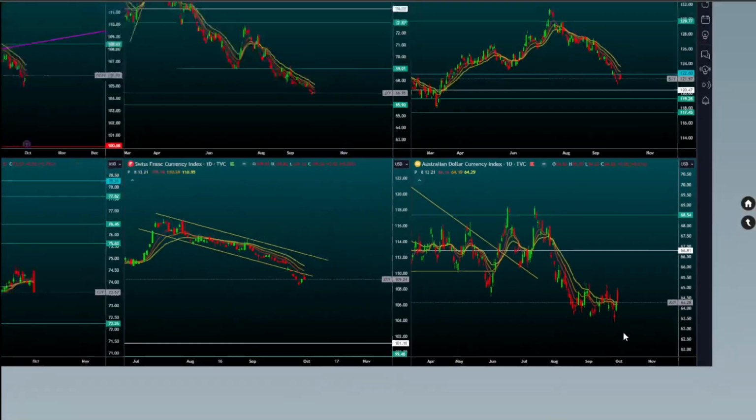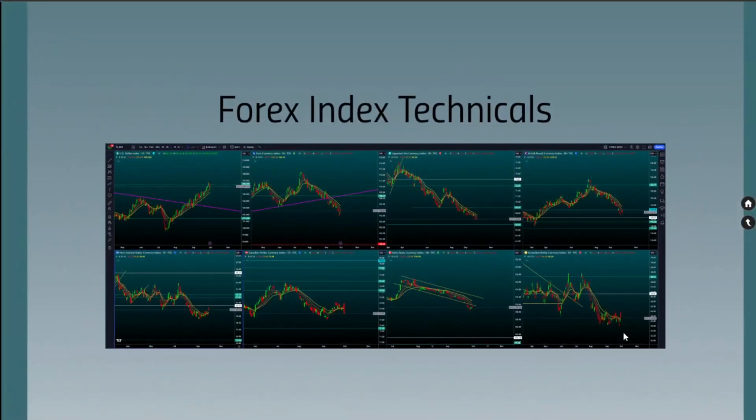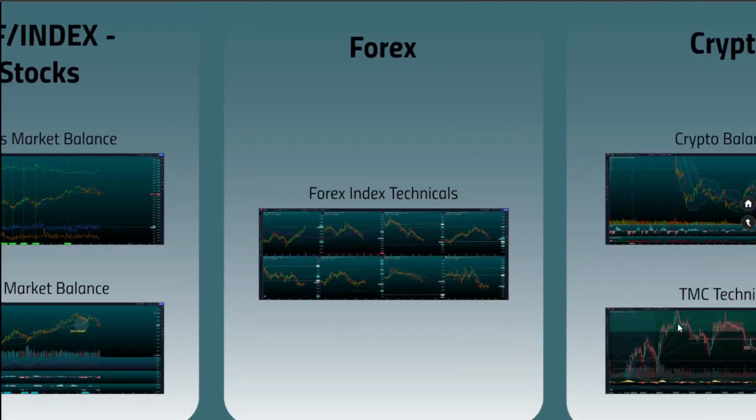So the technical picture of the Forex currency indexes is pretty much negative, but because the correction is overdue on the DXY, we can expect some kind of correction to the upside in the others as well. This will be very interesting to see.